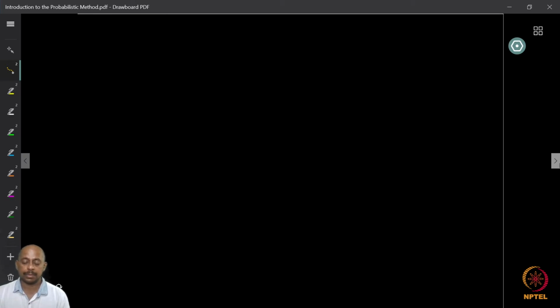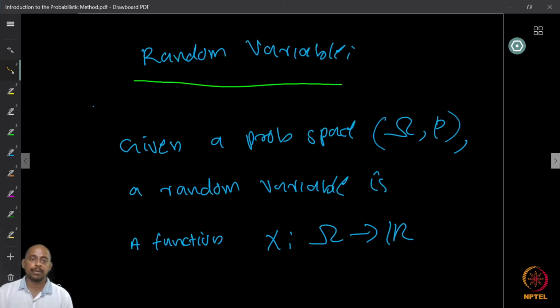Okay, so that is one example using the probabilistic method. Let us look at one more. This time we are going to use linearity of expectation. So just to complete the argument, we will mention what a random variable is. A random variable is basically a function from omega to the real numbers. So a function X mapping from omega to R is called a random variable.